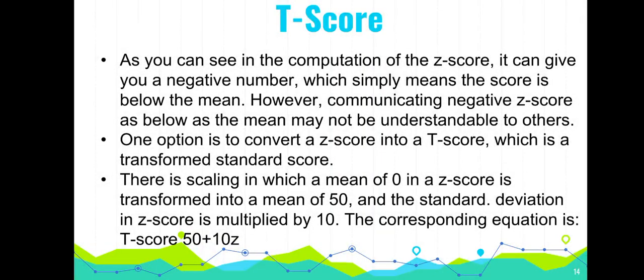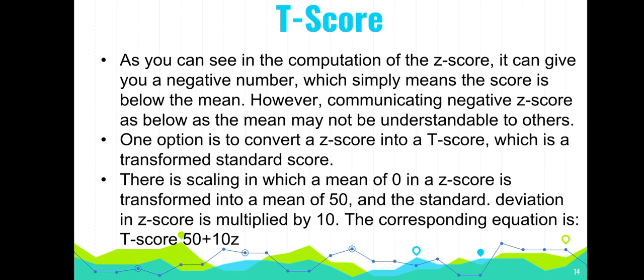So t-score. As you can see in the computation of z-score, it can give you a negative number. Yan, as I said earlier, mababa lang yung number na nabibigay ni z-score, which simply means that the score is below the mean. However, communicating a negative z-score as below the mean may not be understandable to others. So one option is to convert a z-score into a t-score. So from negative, i-convert naman natin siya into a positive, which is the transformed standard score.